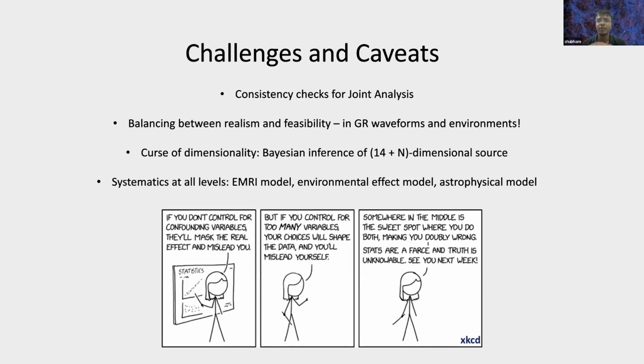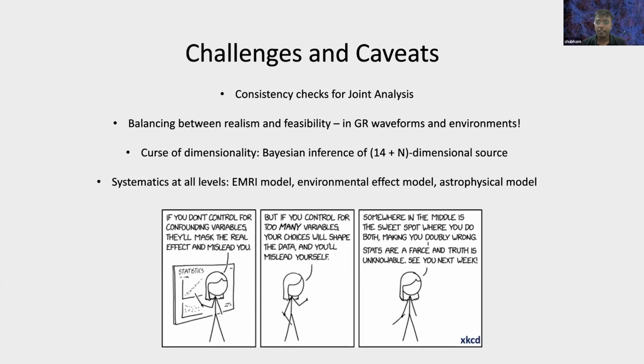Secondly, we want to balance between the realism and the feasibility of both GR waveforms and the environments. So we want a GR waveform and an environmental effect which is realistic enough. As I said, we want to go to curved plus inclined orbits plus an eccentric secondary object. But at the same time, we do not want to expand the dimensionality of our model so much that we are not able to do any computational inference on it. Again, that is a little bit beyond the area of expertise of our group. So if anyone in this talk is interested in guiding us in this particular aspect, we'd be happy to collaborate.